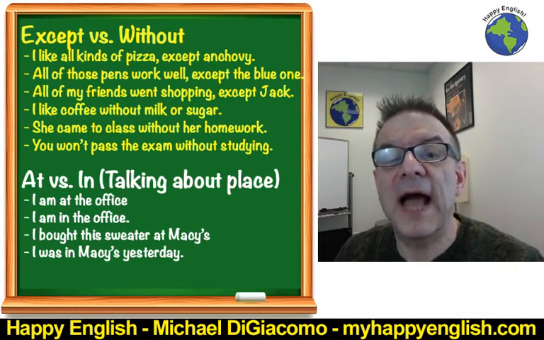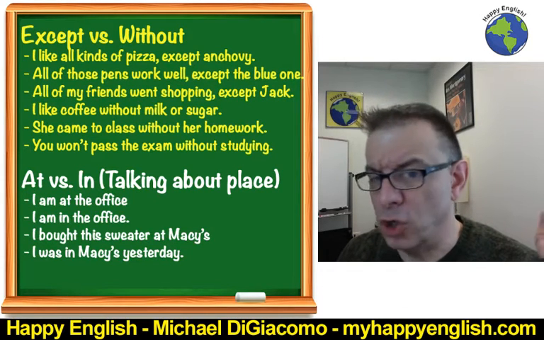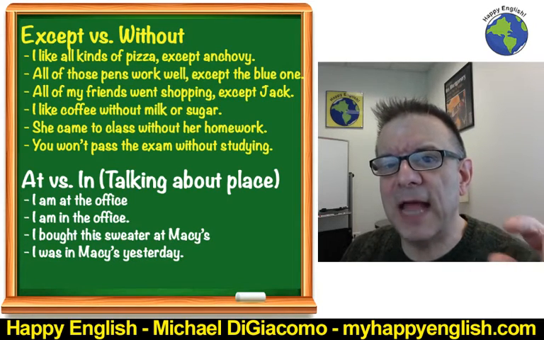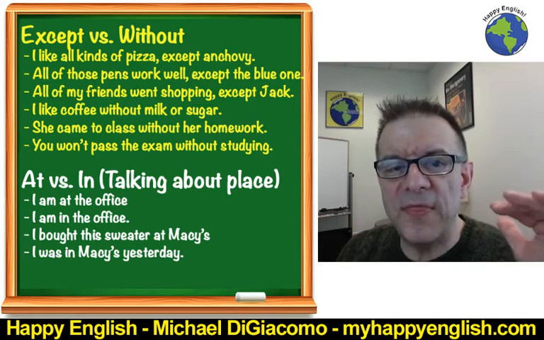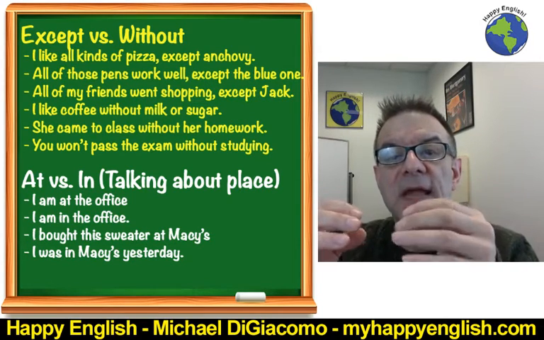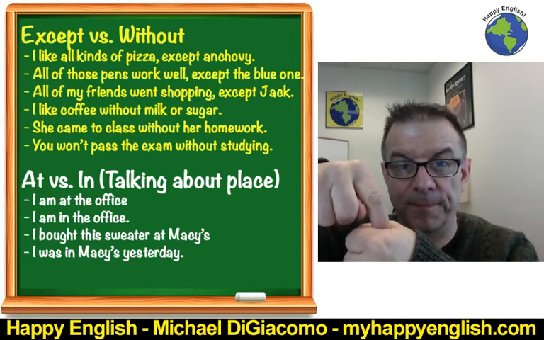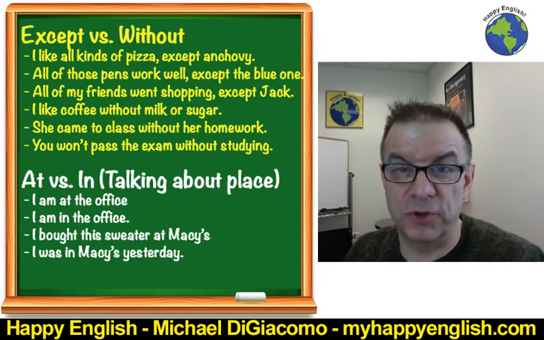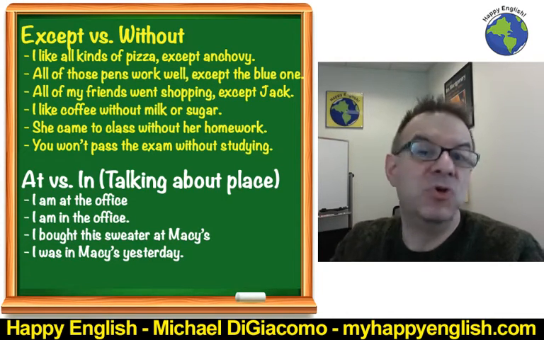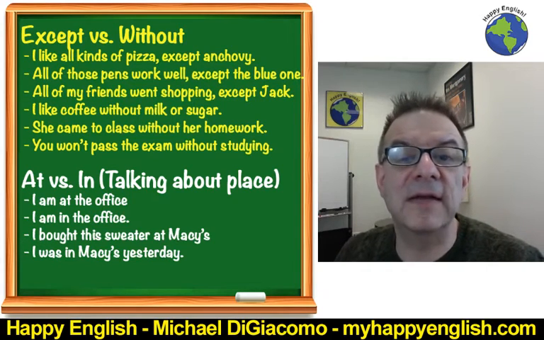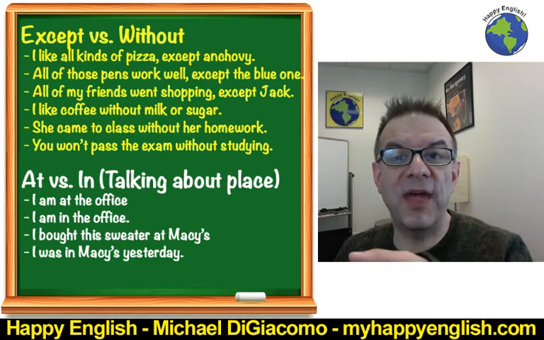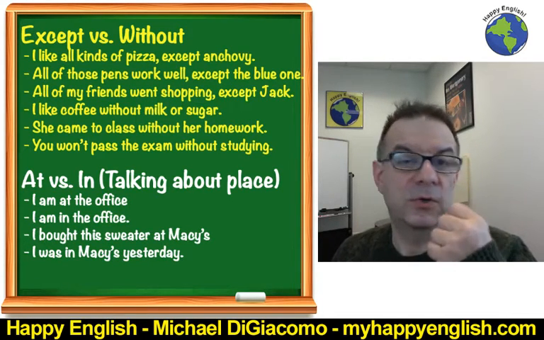She came to class without her homework. You won't pass the exam without studying. So, can you see the similarity here? With except, we talk about a group, but not this one. But without simply means I have something, don't put. I like coffee without milk or sugar. Don't put milk or sugar. She came to class without her homework. No homework. You won't pass the exam without studying. No studying.